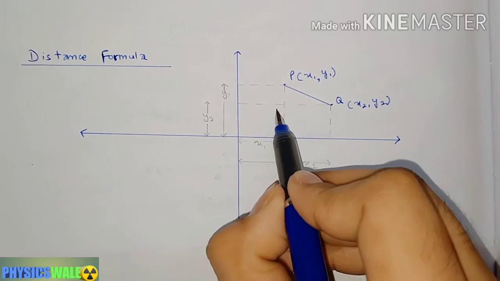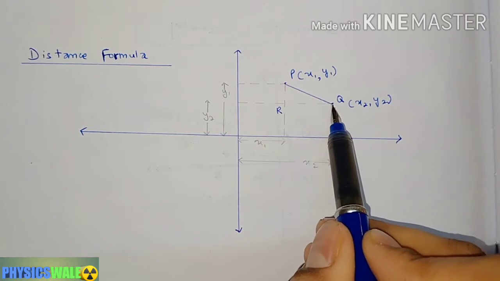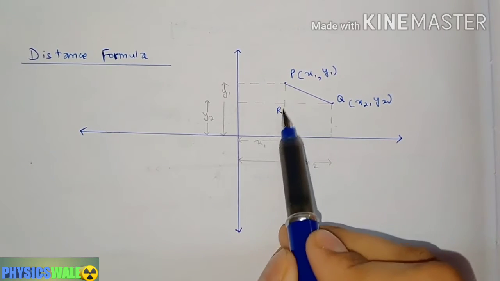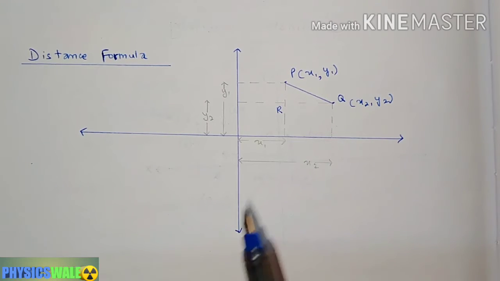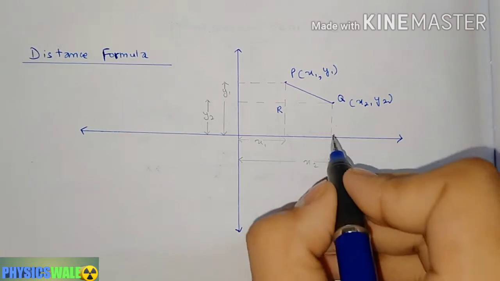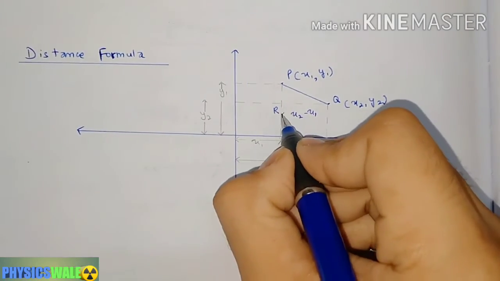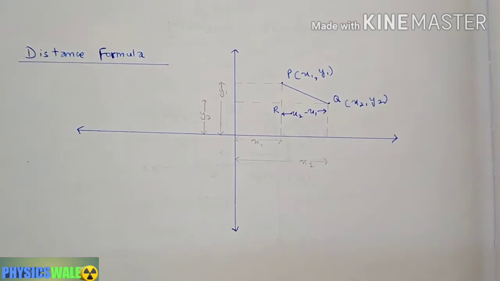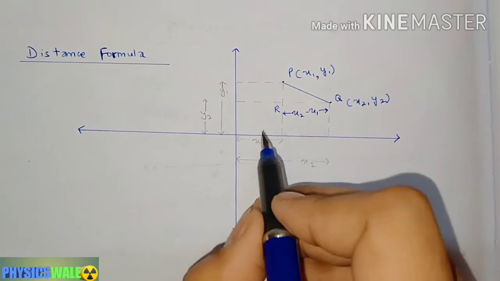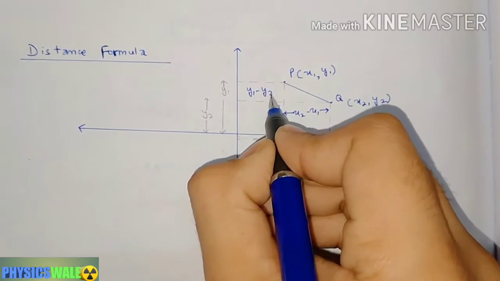Consider this point R and you can see that the triangle PRQ is a right angled triangle, right angled at R. Now consider this triangle PRQ. Can we find out the length of the line segment RQ? Yes, obviously it is x2 minus x1. Similarly, we can say that the length of the line segment PR is y1 minus y2.